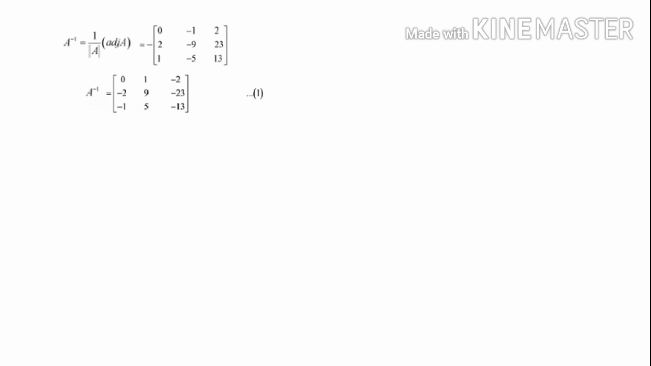A inverse we have calculated and just label it as equation number 1, because by using this A inverse we are going to calculate the solutions of the system of equations. 2x minus 3y plus 5z is equal to 11. 3x plus 2y minus 4z is equal to minus 5. x plus y minus 2z is equal to minus 3.